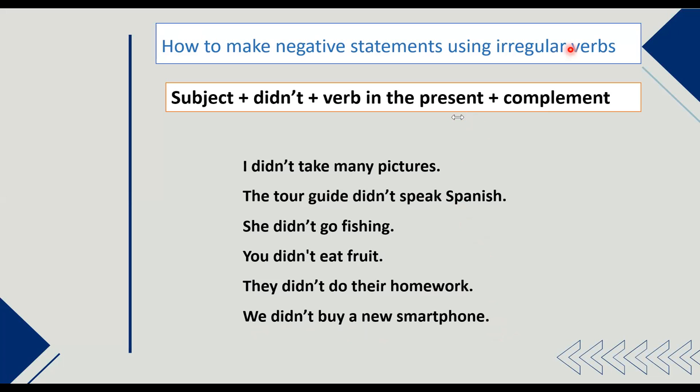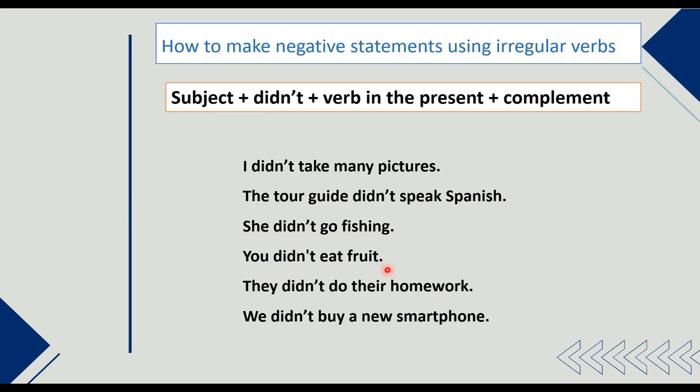Okay, let's continue with this. So I didn't take many pictures. Yo no tomé muchas fotos. The tour guide didn't speak Spanish. El guía de turista no hablaba. What is this language? Spanish. Español. She didn't go fishing. Ella no fue a dónde? She didn't go. Ella no fue a pescar o de pesca. Ella no fue de pesca.